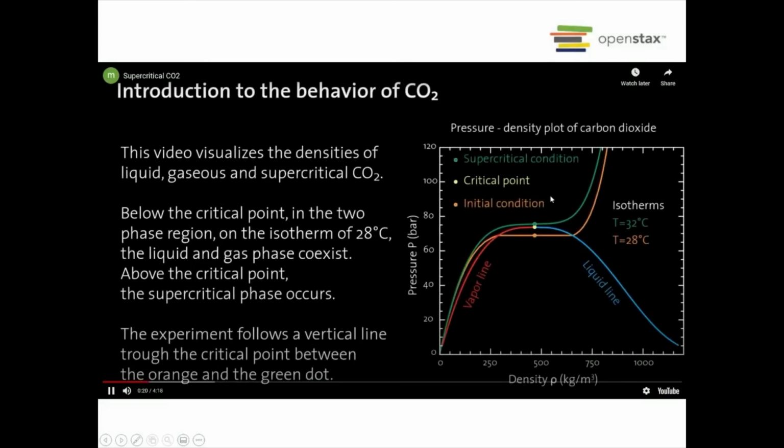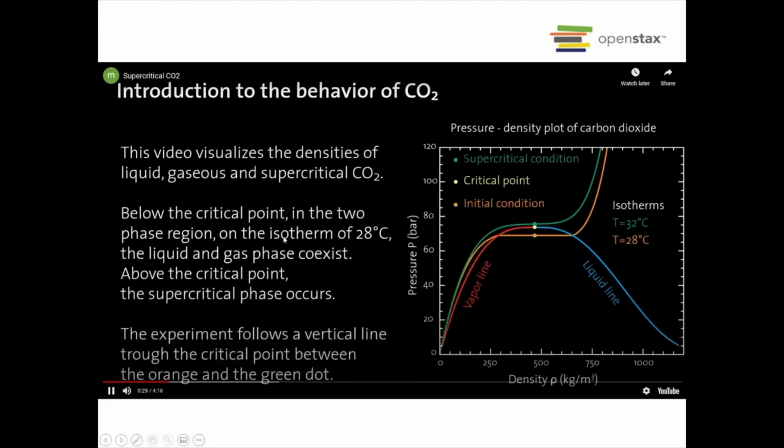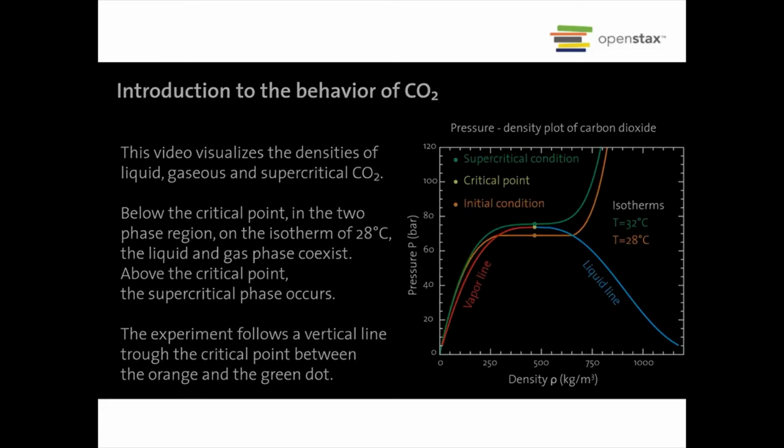Okay, so we're visualizing the densities of liquid, gaseous, and supercritical CO2. Below the critical point, on the isotherm of 28 degrees Celsius, both liquid and gas phase coexist. Above the critical point, we hit the supercritical phase. So this is showing us this plot of density and pressure, and you can see the vapor line and liquid line.